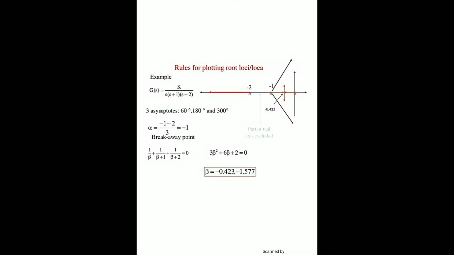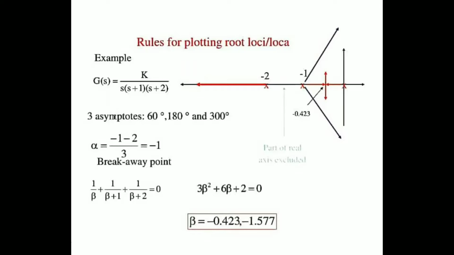This is one method, and the breakaway point that we get, you will calculate using this equation. We'll see that. See this example, K upon s into s plus 1 into s plus 2, where the root locus is present. That is important first of all, because that is a valid breakaway point. If the breakaway point is not on the root locus part, it is not a valid breakaway point. So here minus 2 is one pole, minus 1 is one pole, 0 is one pole.